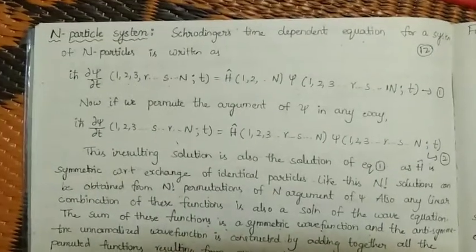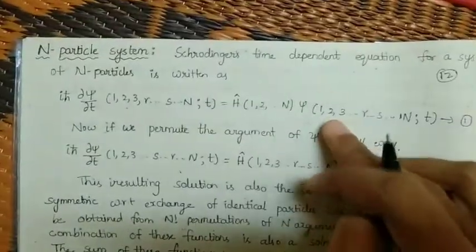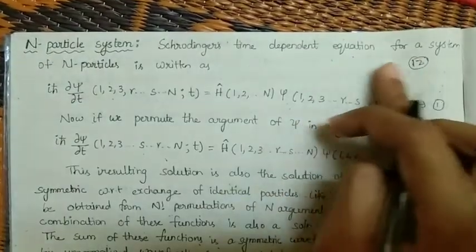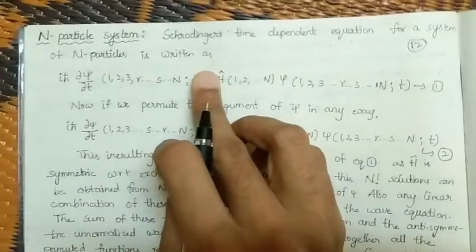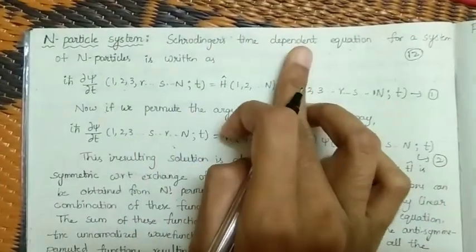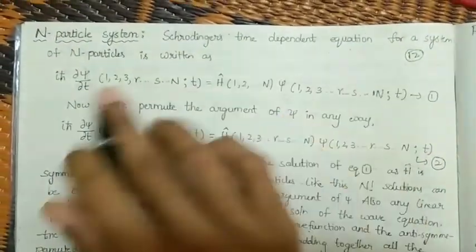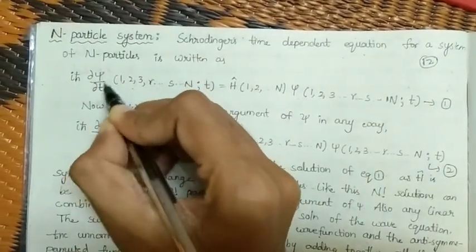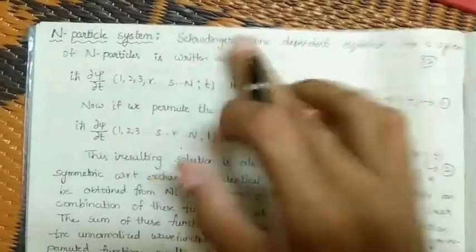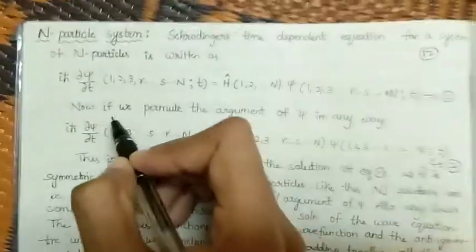So now let us see for an n particle system. That is for the two particle system, and if we consider the n particle system, Schrodinger's time dependent equation for a system of n particles is written as h xi is equal to i h cut dou xi by dou t. As we are taking the time term into consideration, hence it is Schrodinger's time dependent equation.